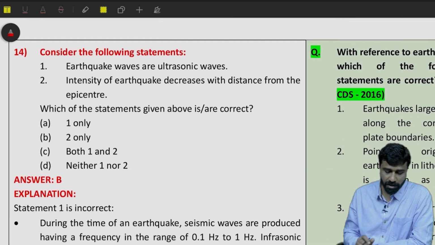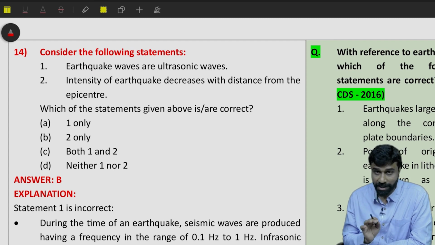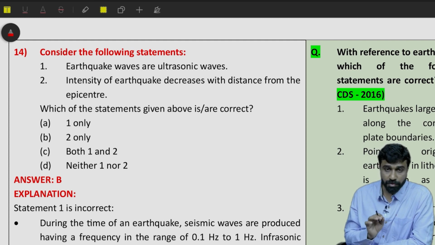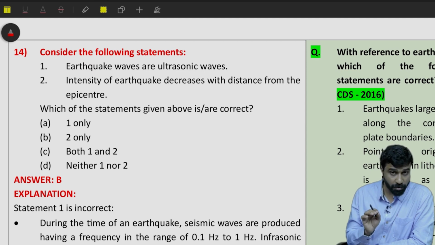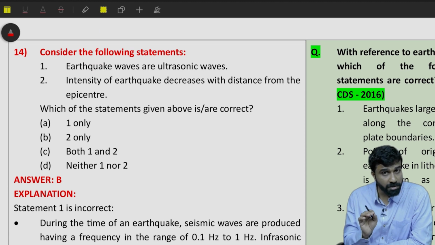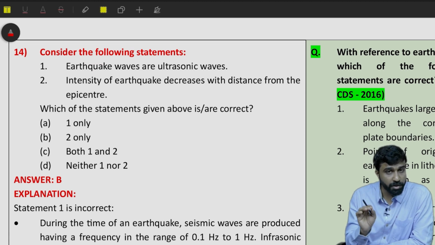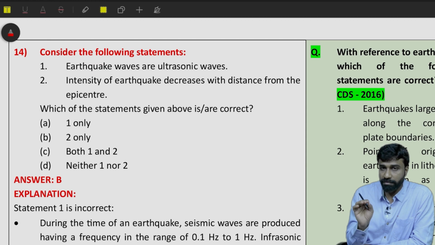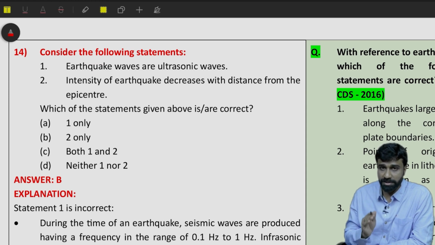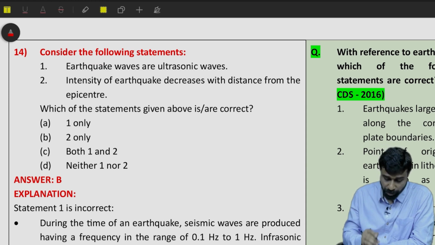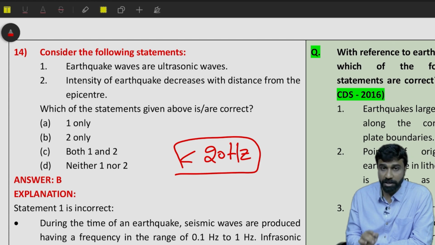And earthquake waves are ultrasonic? No, these are sound waves only, but infrasonic waves. Okay, infrasonic waves are around audible sound, but it is not easy for a human being to hear these infrasonic sounds, because their frequency is less than 20 Hz. That is why they are called sound waves only.